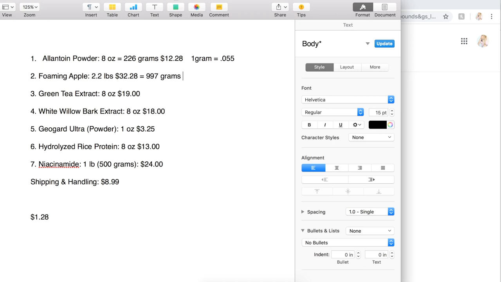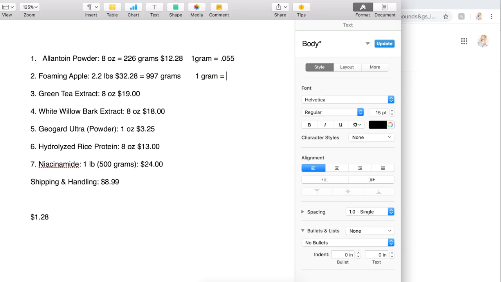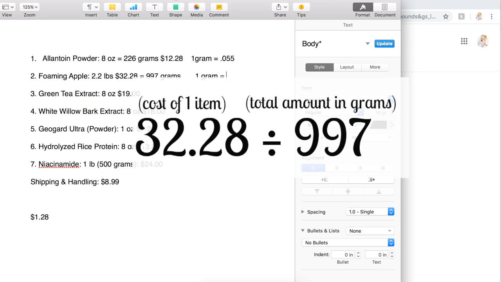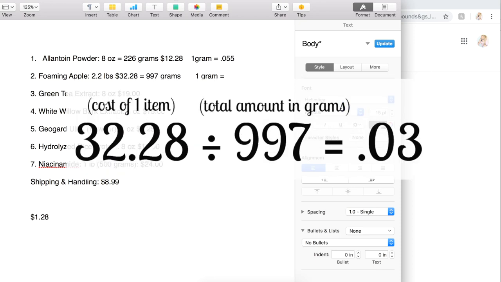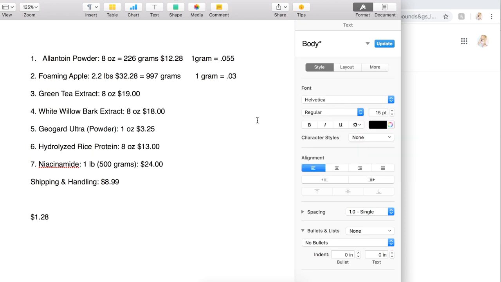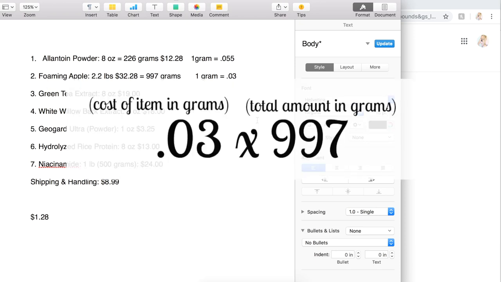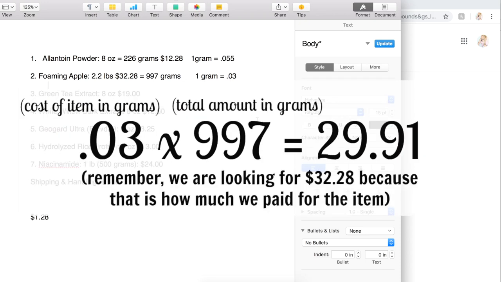So now we need to figure out how much 1 gram equals. So how are we gonna do this? I feel like Dora asking people questions who aren't really there. All right, so what we're going to do now is take 32.28 and divide it by 997, which equals 0.03. Now we wanna check our work, so take 0.03 and times it by 997. This equals 29.91. So that's not enough.